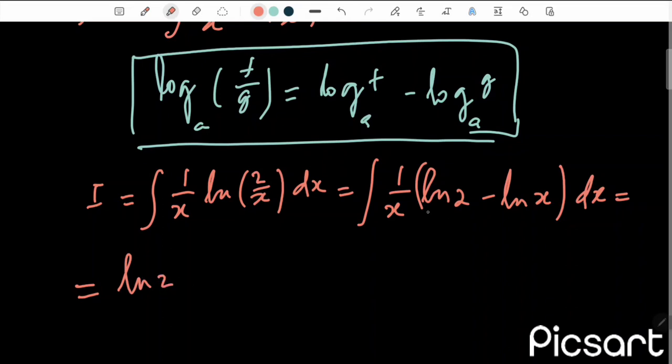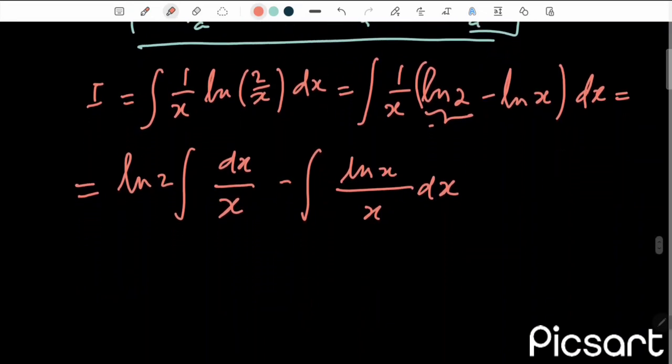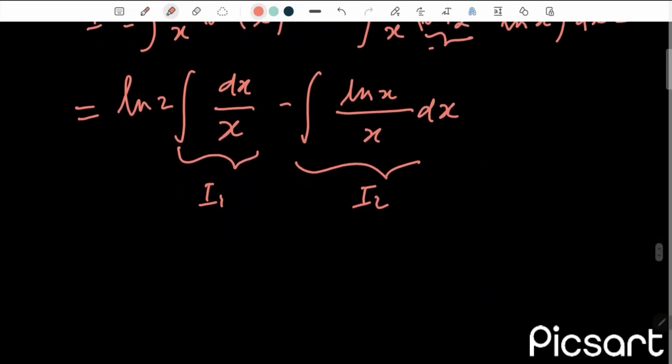so that it's equal to ln of 2, which is a constant. This we can take out from the integral, and we have for the first term only d of x over x, minus the integral of ln of x over x d of x. Here I will call the first I1, and I will call this I2.